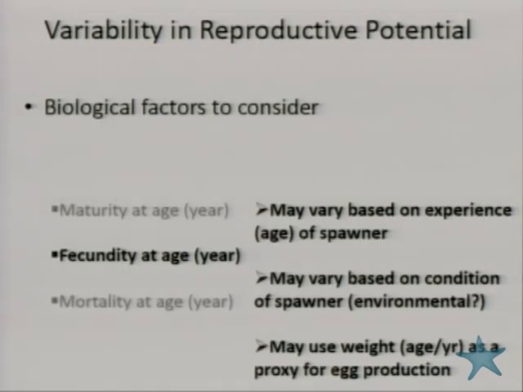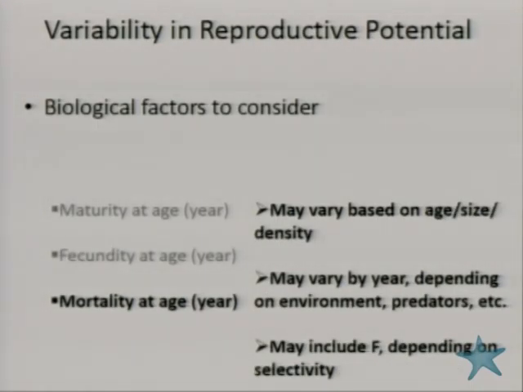We use weighted age, and in most cases, we have that estimate each year. So if something's affecting the weight of the spawner, it may also affect their condition. Whether or not that scales linearly is hard to say if you don't have the data. Finally, mortality. This can vary based on the age, size, density. It can vary by year, environment, predators, and also fishing mortality, depending on the selectivity and the size of the individual.